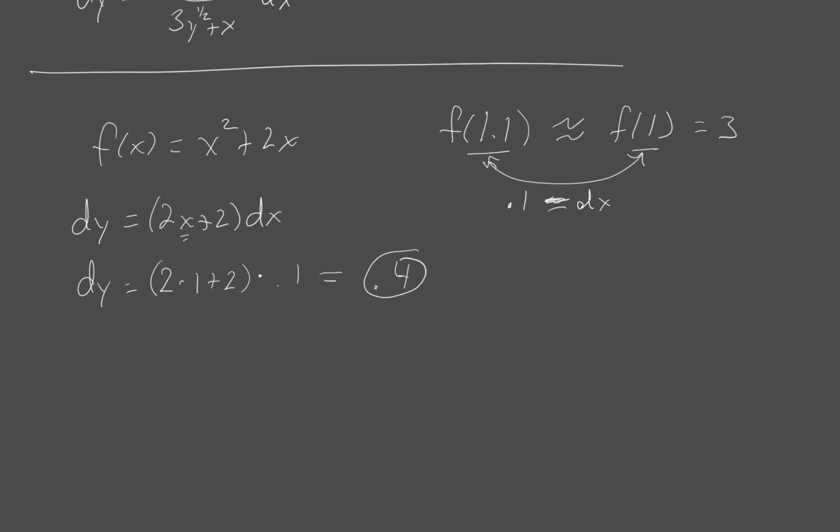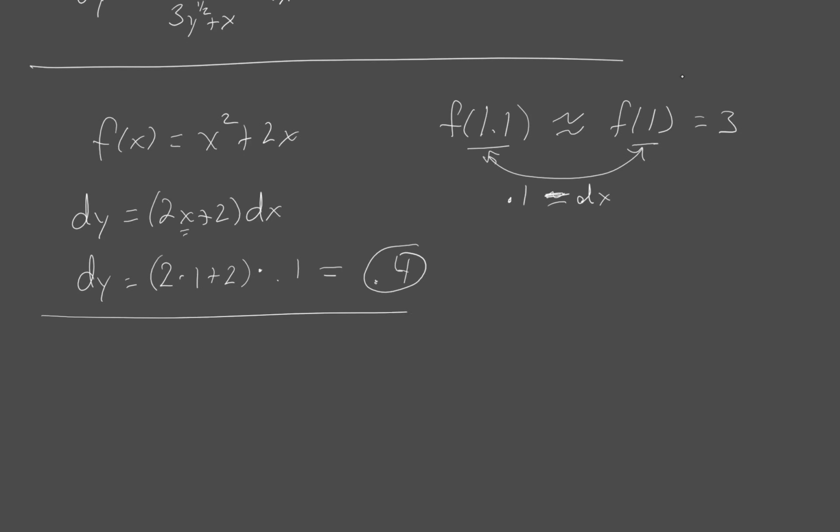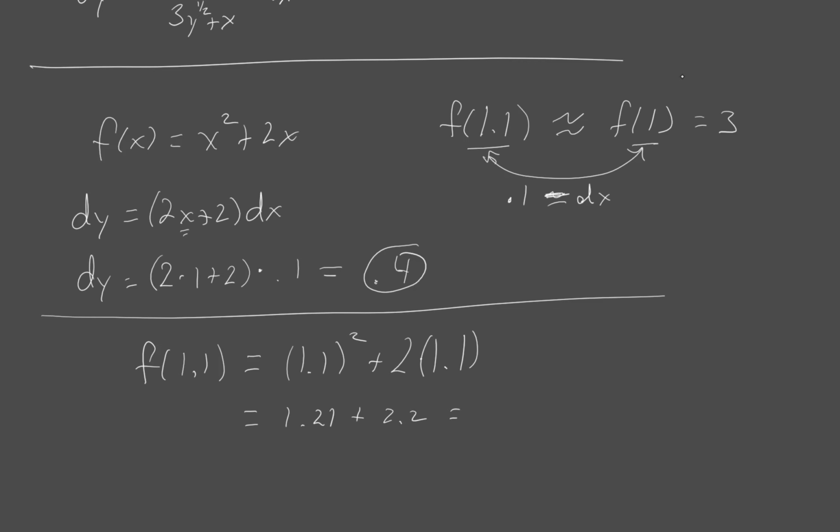Right, so let's do the actual calculation to see how close our error was. f of 1.1, well, that's equal to 1.1 squared plus 2 times 1.1. Okay, so this is 1.21 plus 2.2, which is 3.42. Our error here is pretty close to what we thought it was going to be, right? We said that the error was going to be about 0.4. The error was exactly 0.42. So that was a pretty good estimation for our error there.